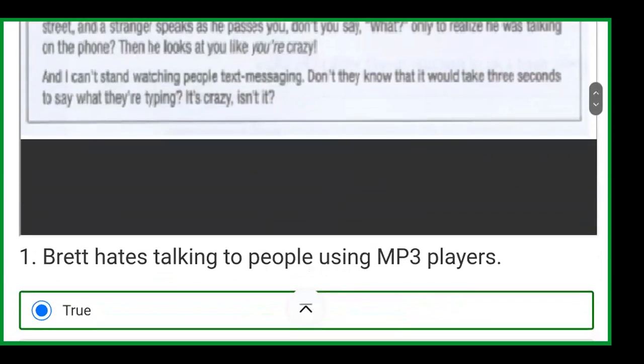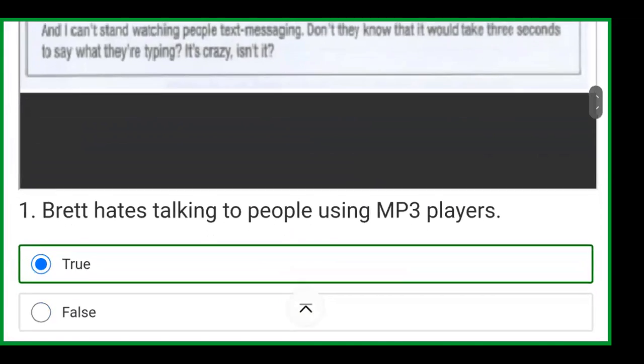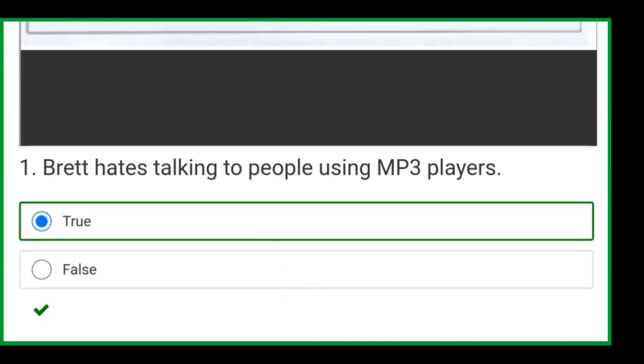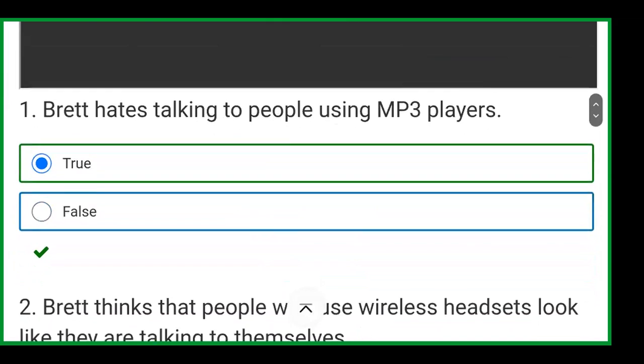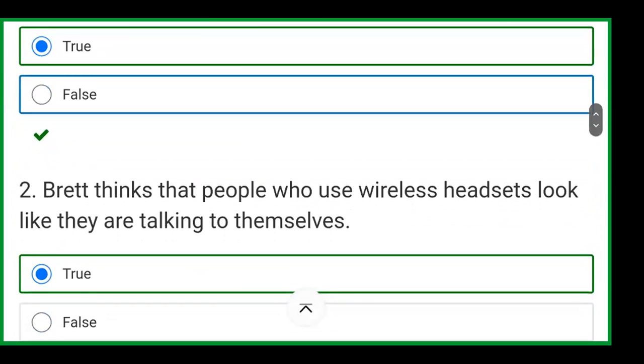Okay. The first question is, Brent hates talking to people using MP3 players? True or false? True. Do you read number two? Brent thinks that people who use wireless headsets look like they are talking to themselves.